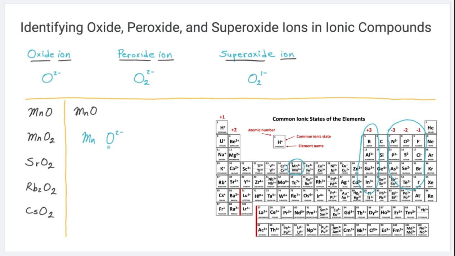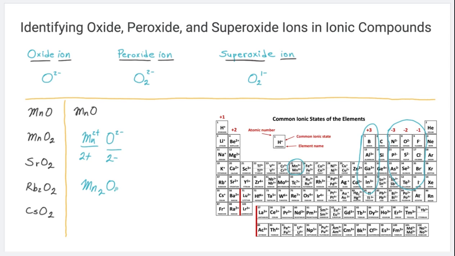So how can we do this? We have oxygen with a -2 charge, so I'm going to write it this way. For us to get this formula, manganese has to be 2+, right? That makes sense, because if we cross the charges, this will be 2+.